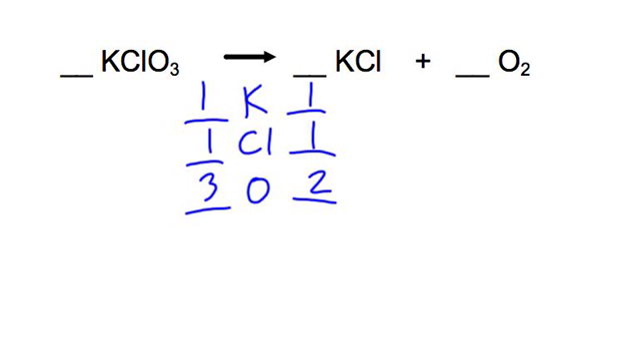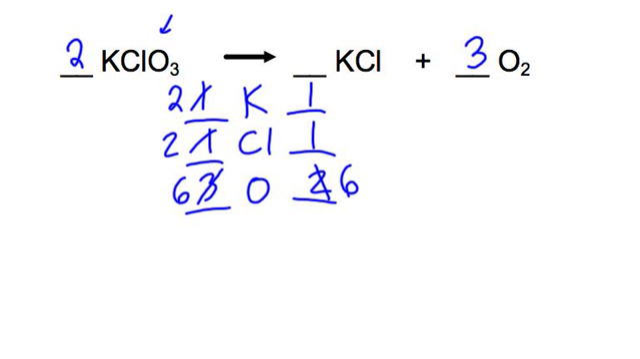So O is in groups of 3 on the left, 2 on the right. They're going to meet at 6. So that means I'm going to need 6 oxygens on the left. So a 2 here, 2 times 3 oxygens will get me 6 O's. But it's also going to double everything else. So I need 6 O's on the right, so I'll need a 3 there to get my 6. 3 times 2 is 6 O's.